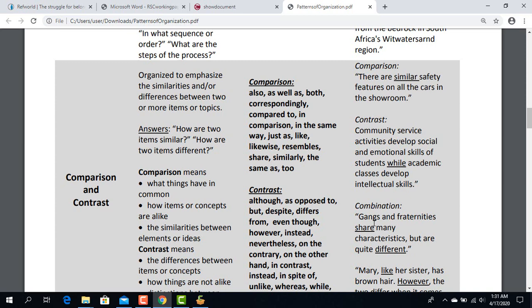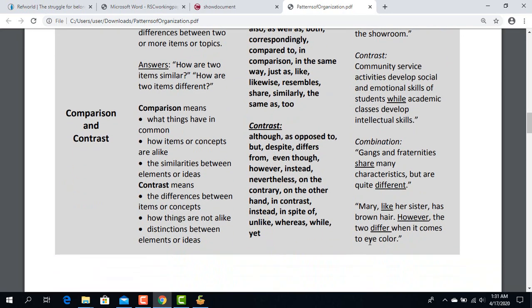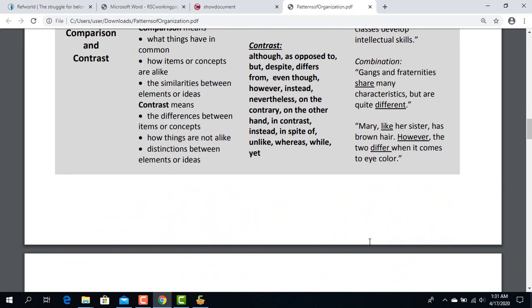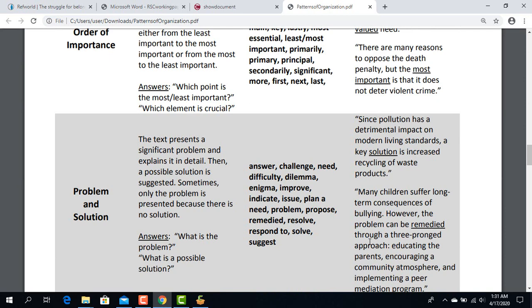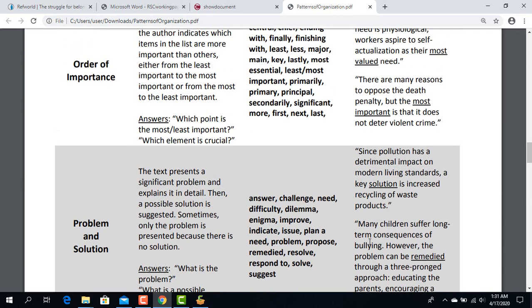Combination: gangs and fraternities share many characteristics, but are quite different. Sharing and differing are in the same paragraph, so this is combination. Okay. Order of importance.